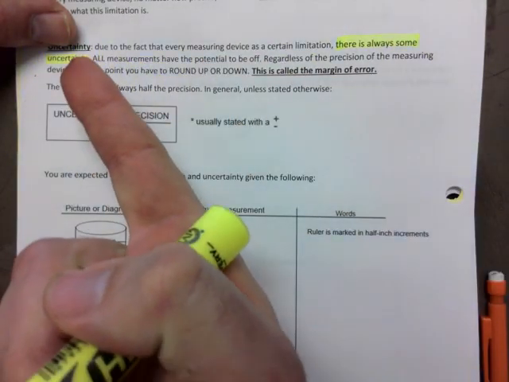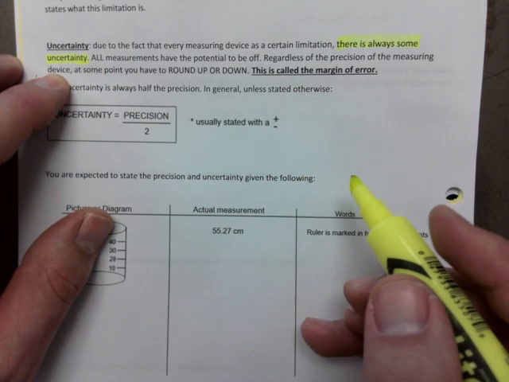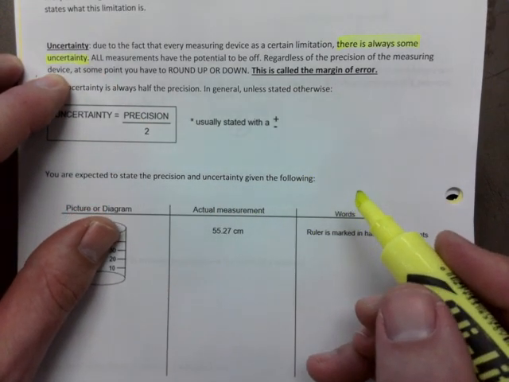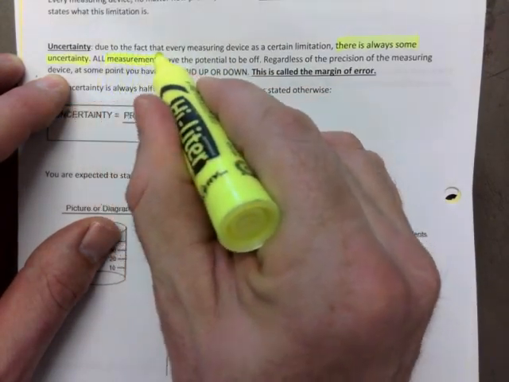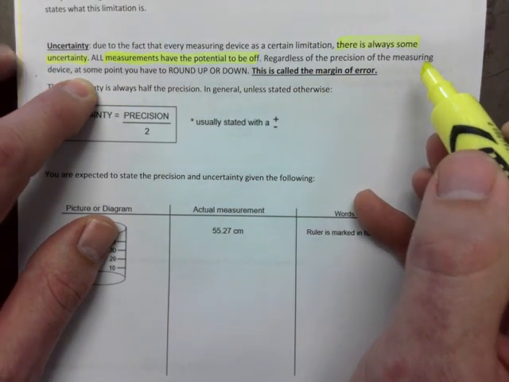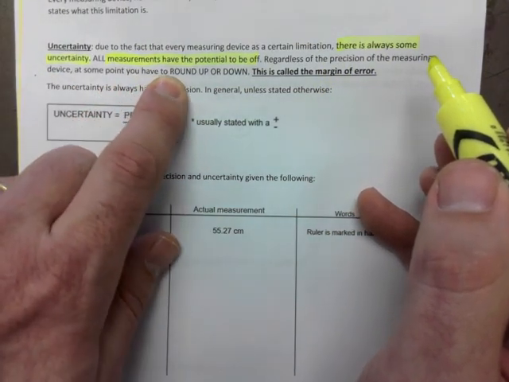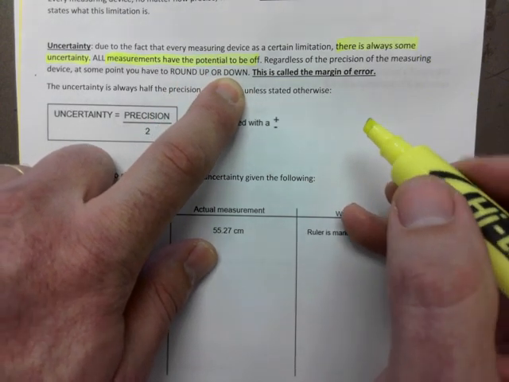So you will have never done this before, but we will add that to every measurement moving forward. All measurements have the potential to be off, right? Measurements have the potential to be off, regardless of the precision of the measuring device. At some point, you have to round up or down.